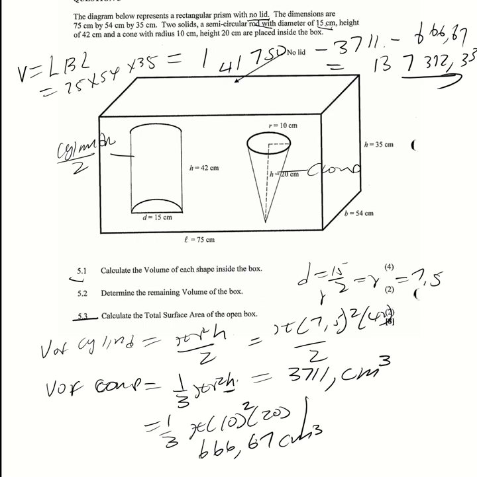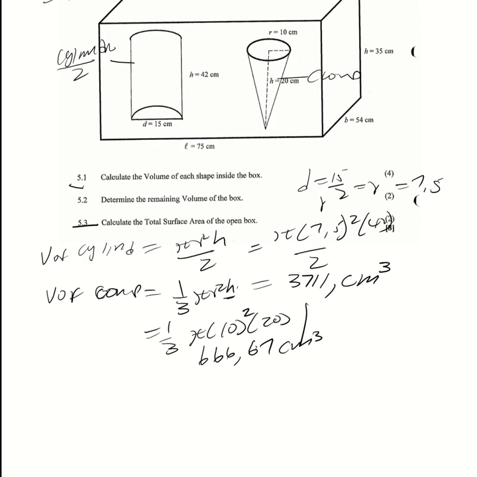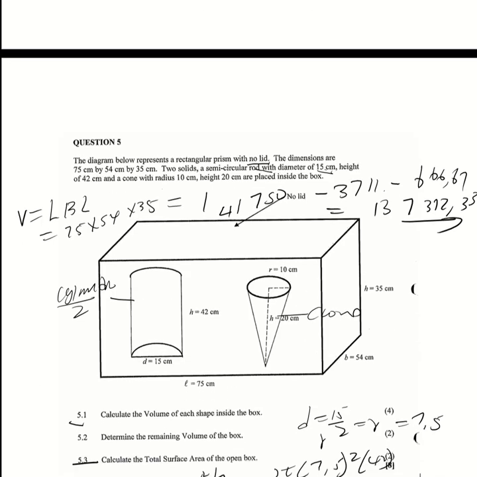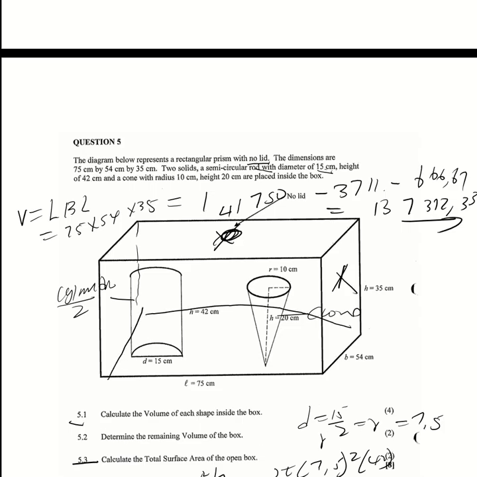Question 5.3. Calculate the total surface area of the box. They said it's an open box. So what do you know about an open box? That means there's one side which is not there. So it's 5-sided. The box is more like this: this side has a matching side, and this side has a matching side. Only the top is single, which is L times B, so we're looking at which side is open.